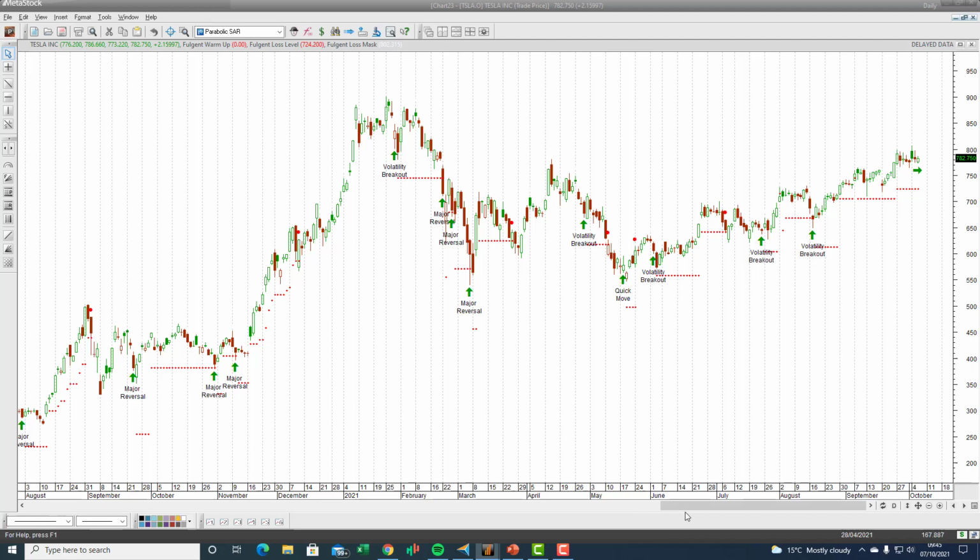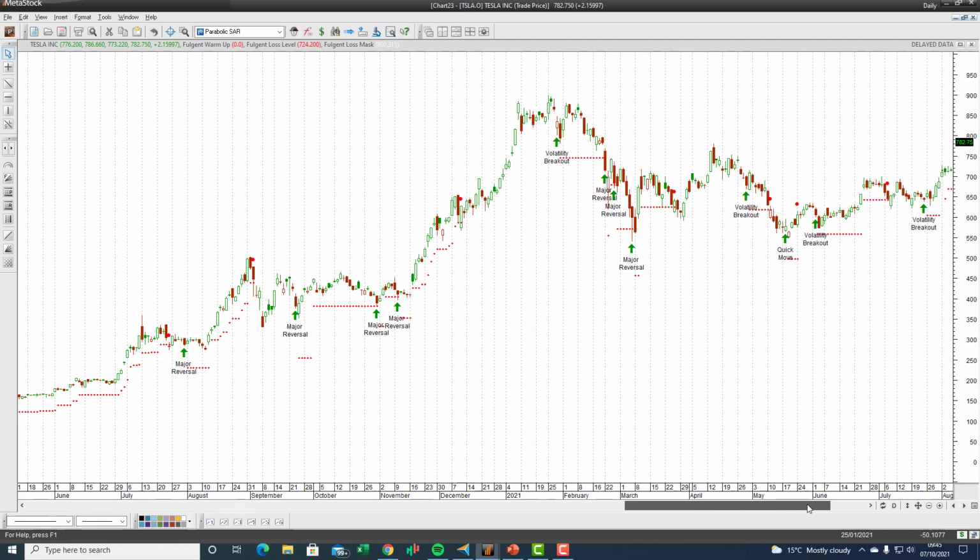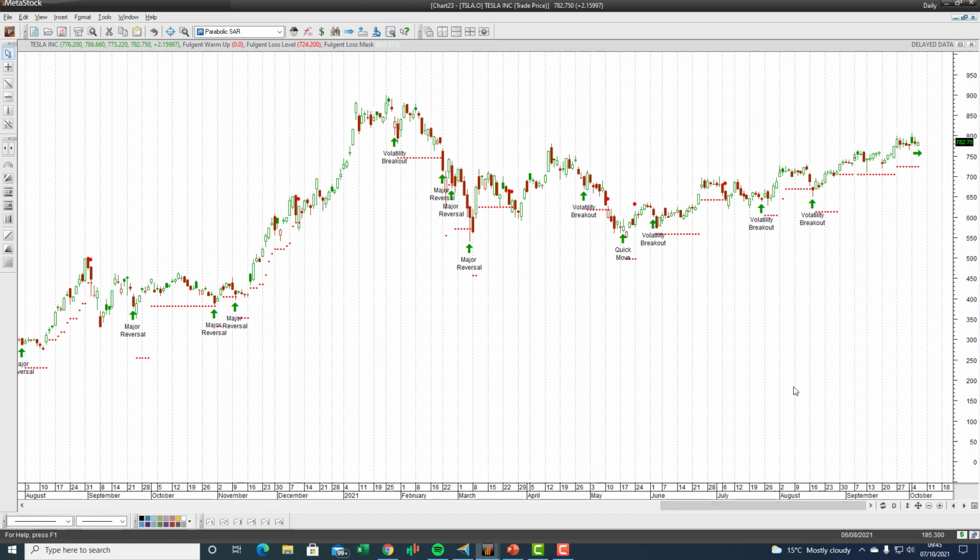But as you can see, it generates absolutely fantastic signals. Trading Tesla, you would have captured most of the moves to the upside. And it's generated absolutely fantastic returns on trading Tesla using artificial intelligence.